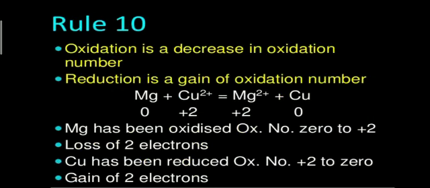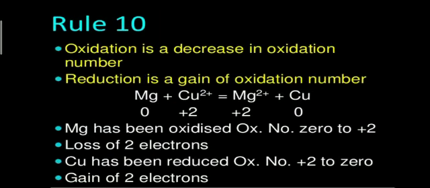What is rule 10? Oxidation is a decrease in oxidation number and reduction is a gain of oxidation number. This is actually wrong. Oxidation is an increase in oxidation number and reduction is a decrease in oxidation number, because in oxidation there is a loss of electrons. The loss of electrons means more positive charge, from 0 to +1 or +2 or +3 and so on. So by losing electrons, the positive charge increases, which means there is an increase in oxidation number. While in case of reduction, there is a decrease in oxidation number.